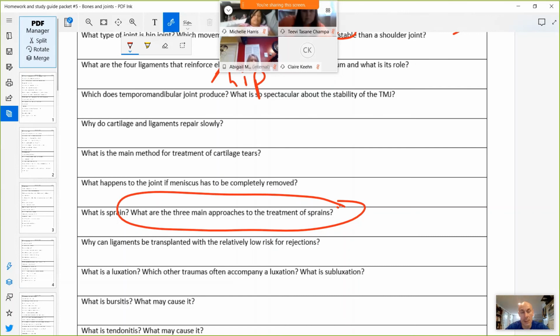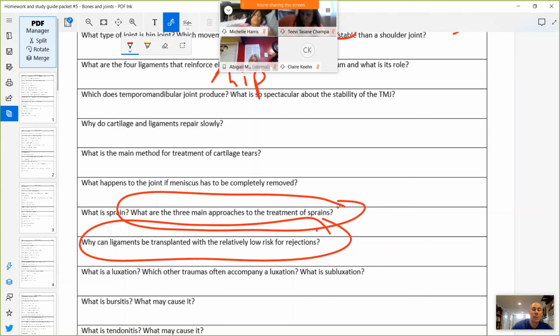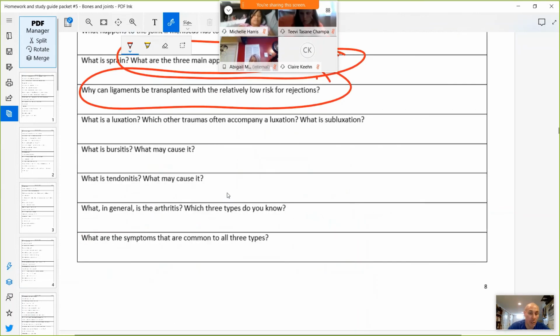Ligaments can be transplanted because they are poorly vascularized. Anything that is poorly vascularized can be fairly easily transplanted. You can get a ligament from a cow as a replacement, as a graft. Luxation is dislocation of a joint. It's often accompanied by tears and sprains. Subluxation is partial dislocation.